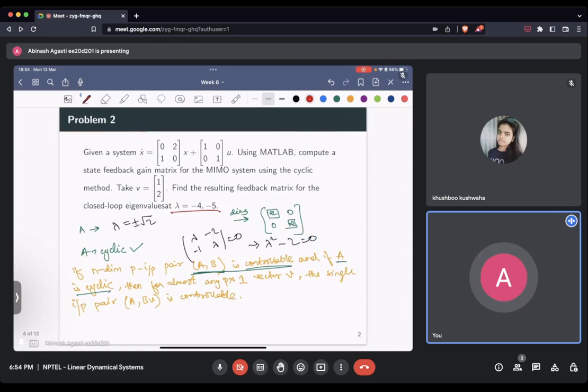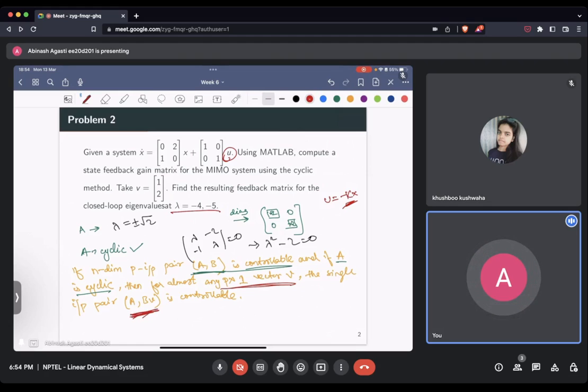Now, here in cyclic design, we need some v. Our result says that for almost any v, I can find a pair which is controllable, A comma bv. And what is the state feedback matrix? You write the controller as u equal to minus kx, right? So this capital K is the state feedback matrix.